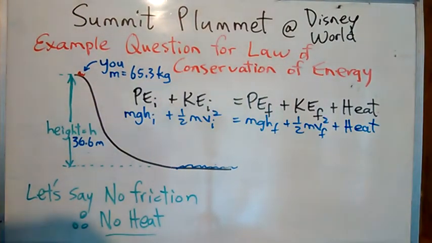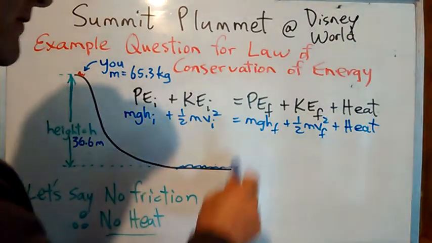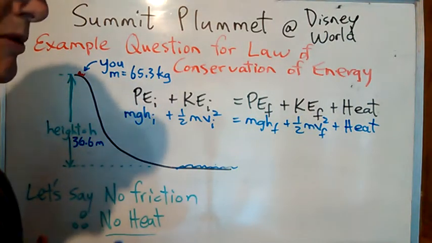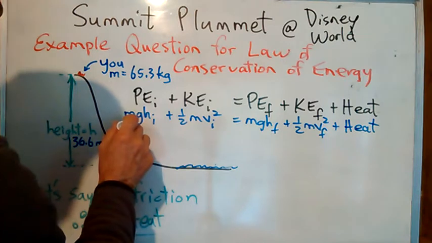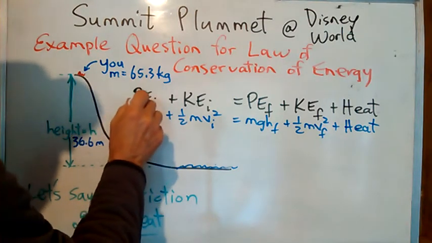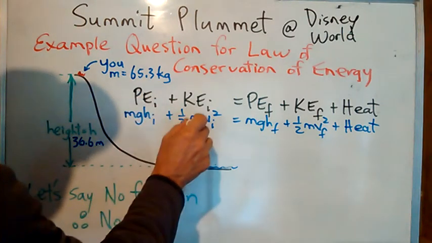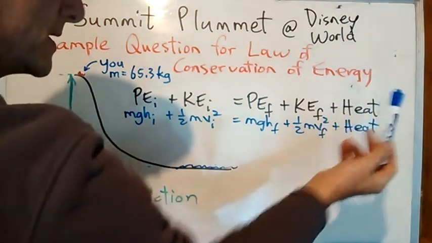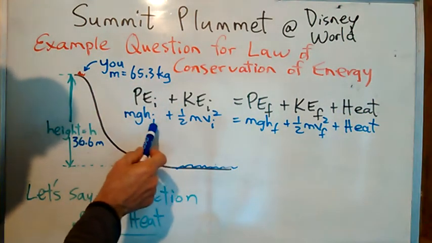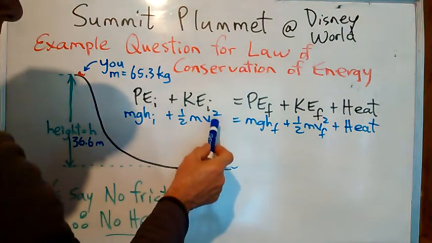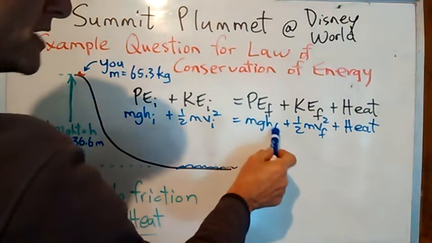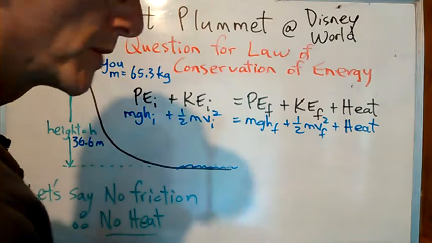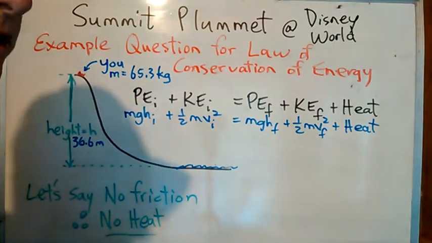And just making it a usable form of the law of conservation of energy to put numbers in anyway. Just replace the potential energy with mgh and kinetic energy with 1/2 mv squared, and then heat is heat. So mgh initial plus 1/2 mv initial squared equals mgh final plus 1/2 mv final squared plus heat. And all we need to do is just put numbers in.